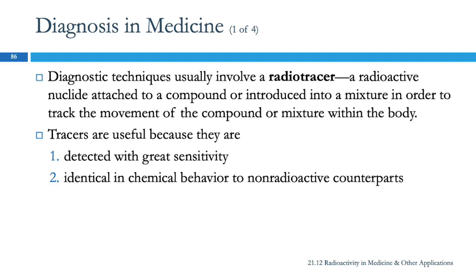So you can track the movement. So these are really useful because they can be detected with great sensitivity. Because they're giving off this radiation, it's easy to detect them, and you don't need a lot of the radiotracer to be able to detect it. Also, these tracers are going to act identically in chemical behavior to the non-radioactive. If you put a carbon-14 atom into a glucose molecule, that is not going to affect how the body reacts with the glucose. It's just a different isotope of the same element, and the chemical reactions are all identical.